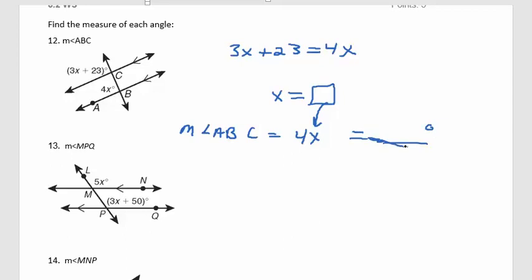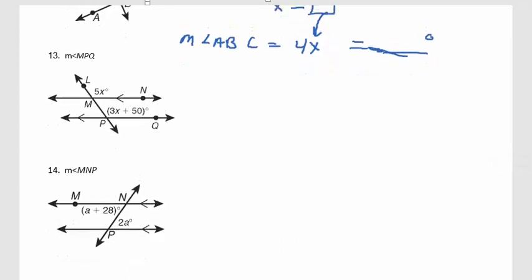So for 13, looks like the same thing. These are corresponding angles, so their measures will be equal. Let's look at 14. Now 14 is a little different. We have alternate interior angles.